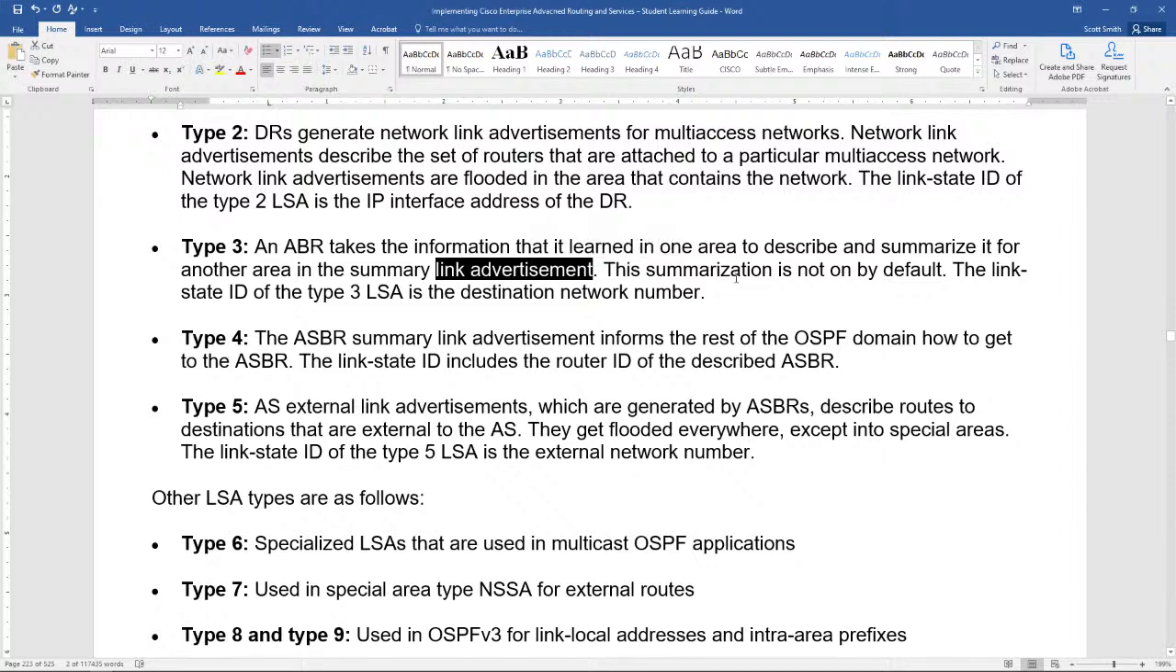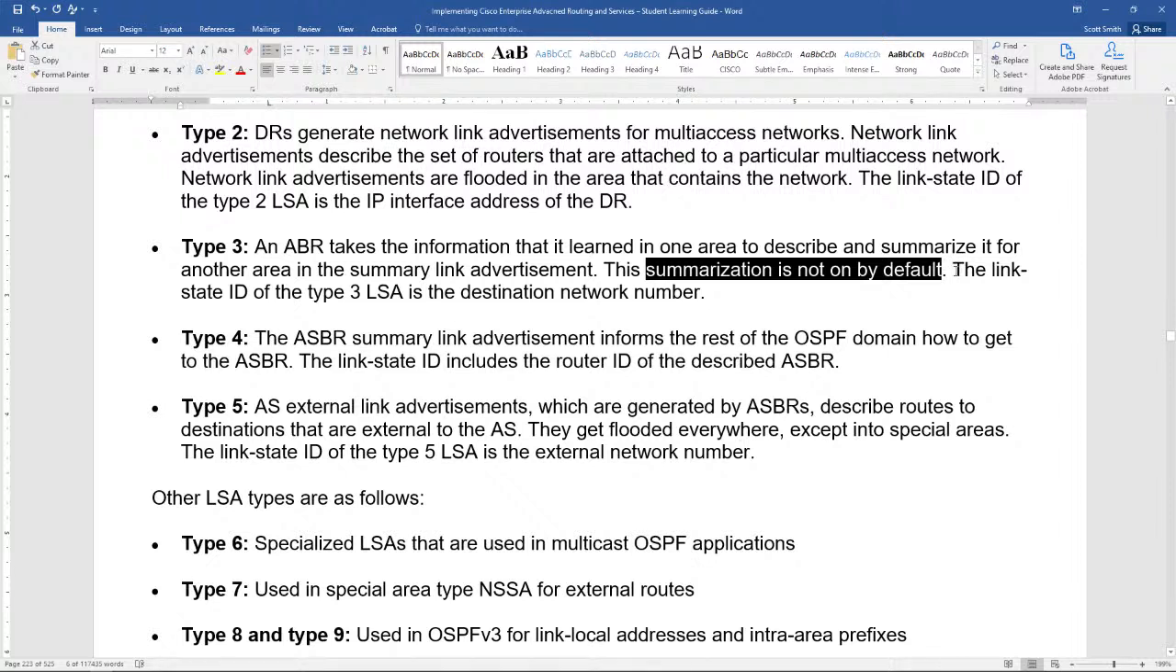The summarization is not done by default, unlike say RIP or EIGRP, where summarization can happen by default. We don't do that by default in OSPF. Summarization only occurs if you decide to configure summarization on an ABR. In one of our next lessons, we're going to be talking about how to create summaries on an ABR and how to create summaries on an ASBR a little bit later on.